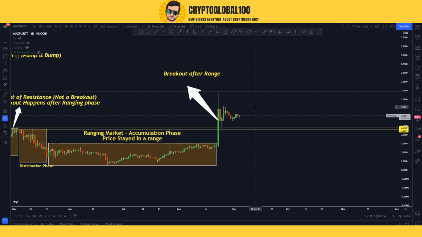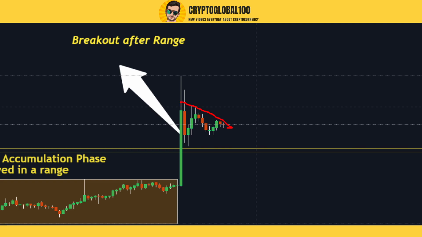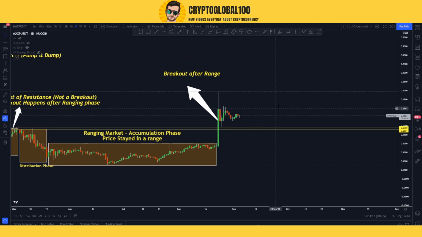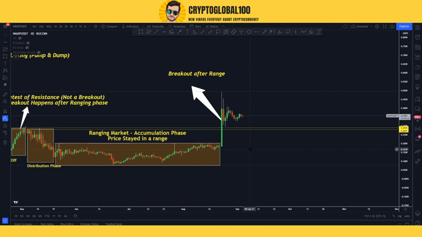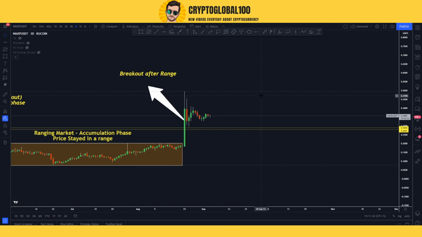So it is now again in the phase of ranging, at the point of either breaking down or breakout. So you have to watch carefully the candlesticks. Usually, after the breakout, sometimes we see a sell off, sometimes we see a ranging market, like we are in right now. Okay, because this is the current scenario of the WAXP.